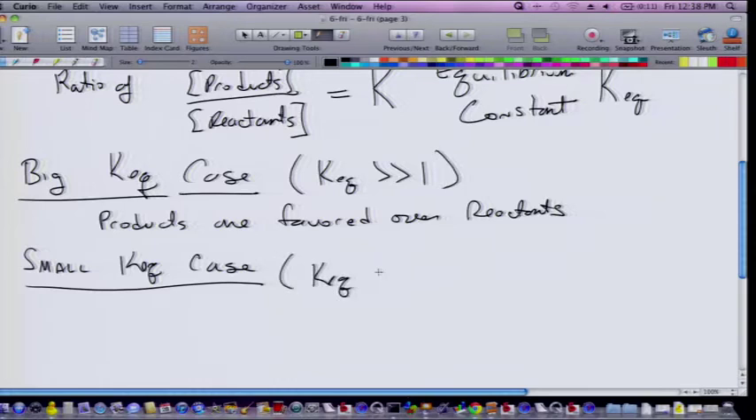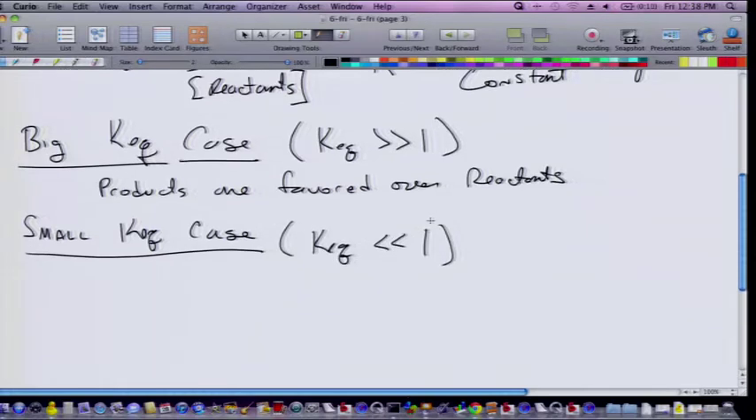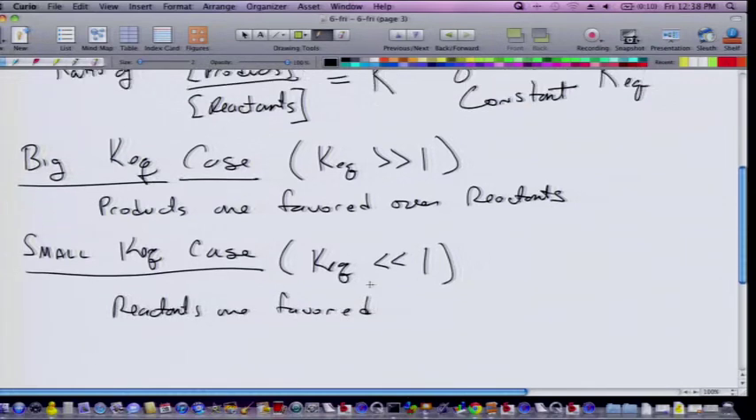And in this case, KEQ is much, much smaller than 1. Okay, now we know that reactants are favored over products, because to get a small number, we need to have a bigger denominator. Okay, those are the two extreme cases.